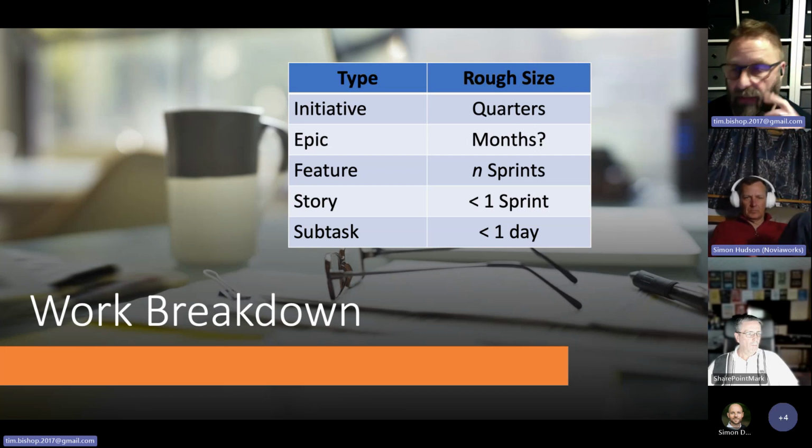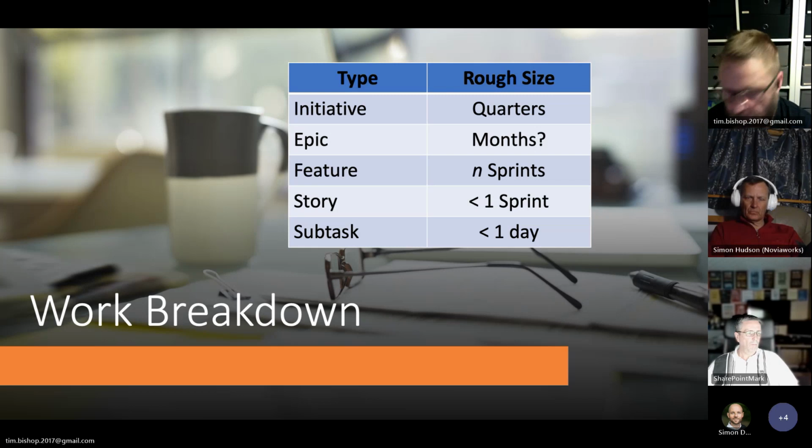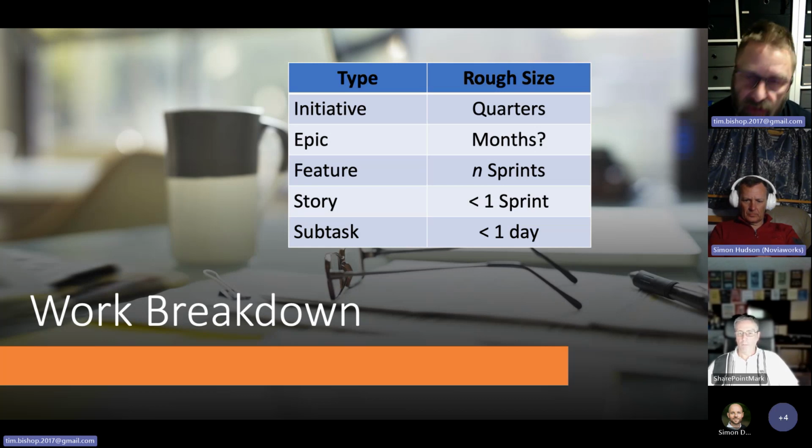Up at the top, you've got initiatives. So a classic example of that would be make a mobile app or implement multi-language support in a website or something like that. Very, very broadly speaking, it's going to take a quarter of a year or more to do that. Then those get broken down into epics, which are large lumps of work, which will be multiple sprints or months long. Those get broken down into features, which will be at least a sprint usually.